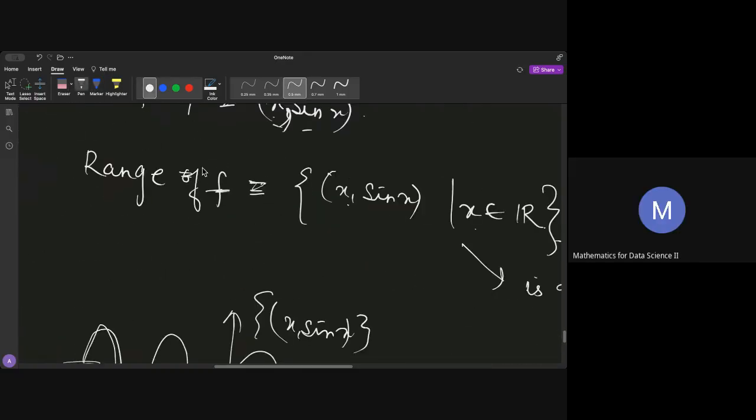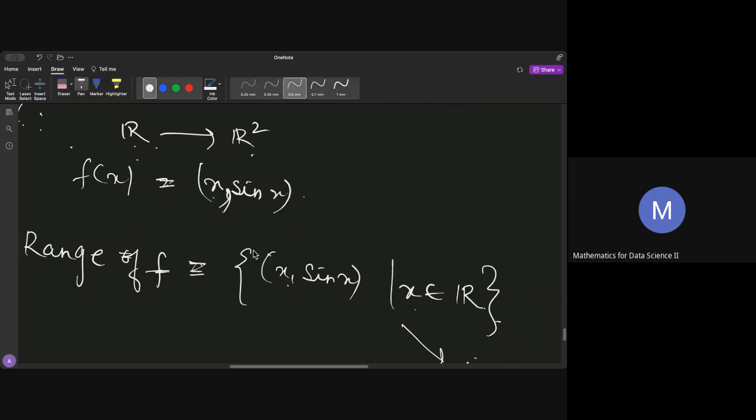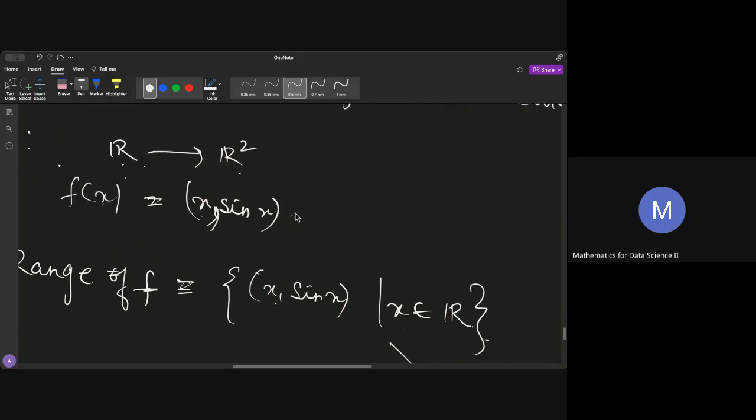But this is a different function. The f that we've taken here is a two-tuple function, a vector valued function. It's not a single valued function. So in this case, what's the graph of this function? The graph of this function will be x comma x comma sin x, right?